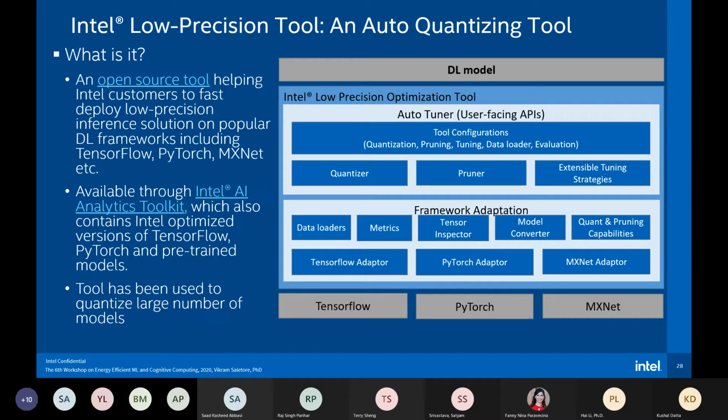It has framework adaptation layers, as you can see, and on top it has the quantizer, a pruner, and an extensible tuning strategy. Now, what does that mean? Because it's an auto quantization tool, it also has a user-facing API. So one can use, for example, Bayesian optimization, Hyperband, tree-structured Parzen estimators, or reinforcement learning.